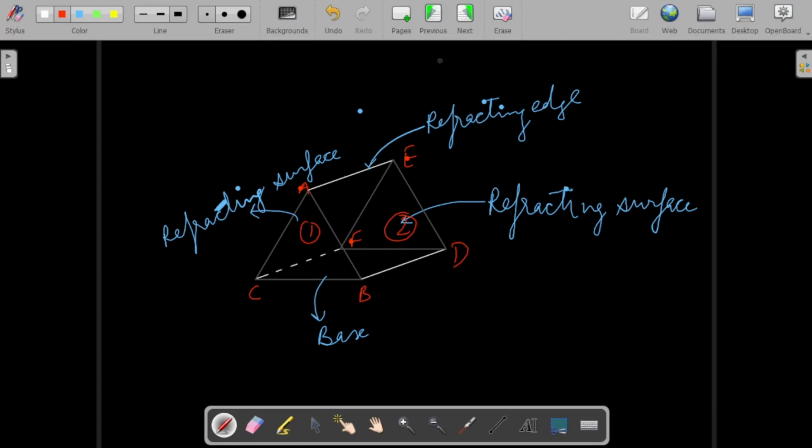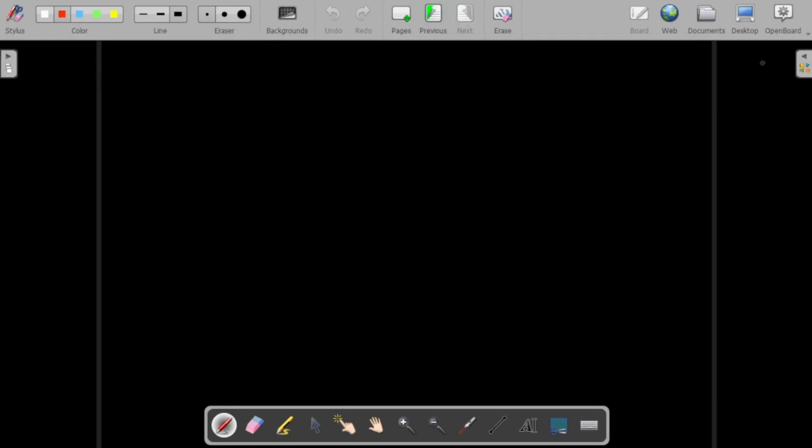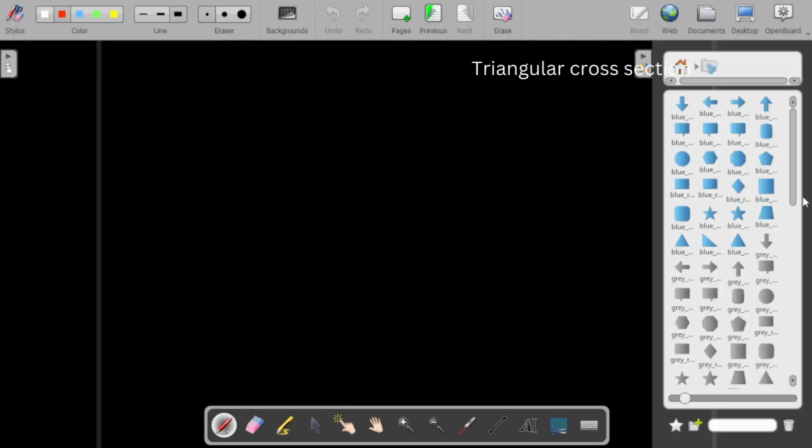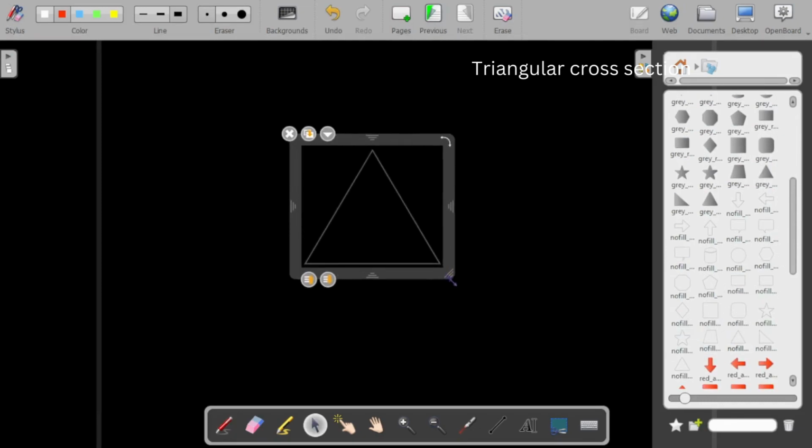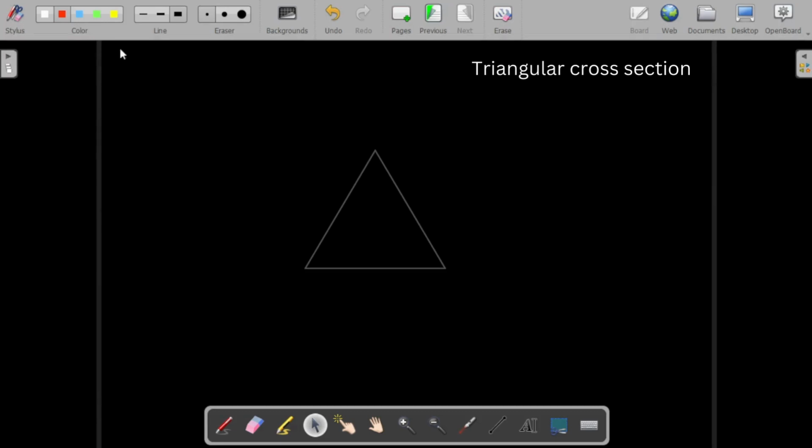For that, I have to draw a triangle again, the triangular edge. So in the next slide, we will draw the triangular edge. See, I have considered this triangular edge. Now I have to take a ray of light. The ray of light should be somewhat like this. Now we know that the medium from where the ray of light is coming is rarer.